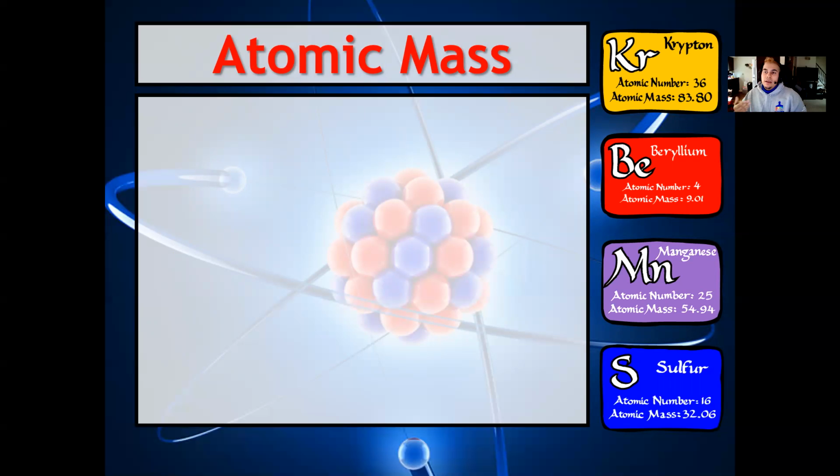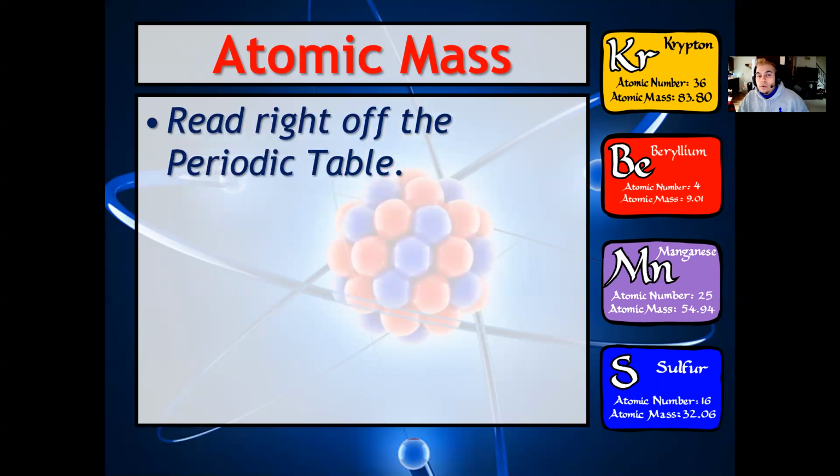By the way, if you haven't yet, type in Google "periodic table of elements," click it, and it'll give you all this information. But what's this number right below it? Atomic mass. It says 83.80. It's a wonky number. It's pretty big, bigger than 36. So what makes it different?